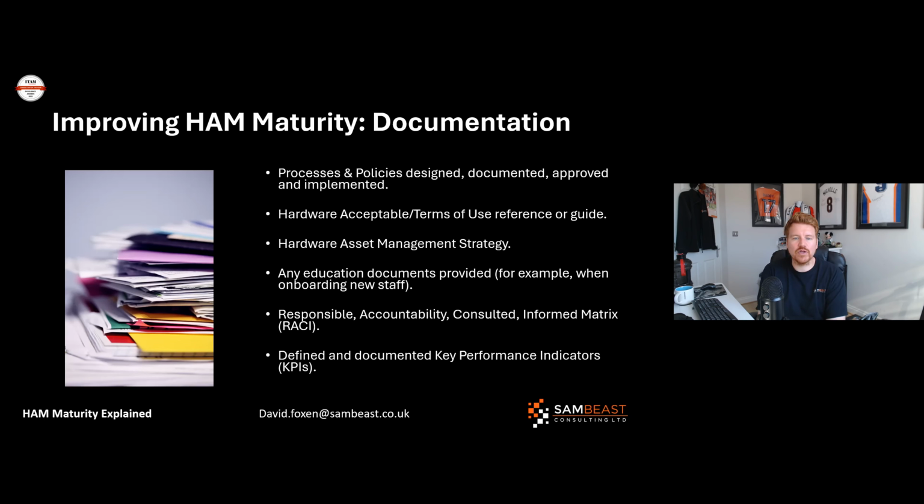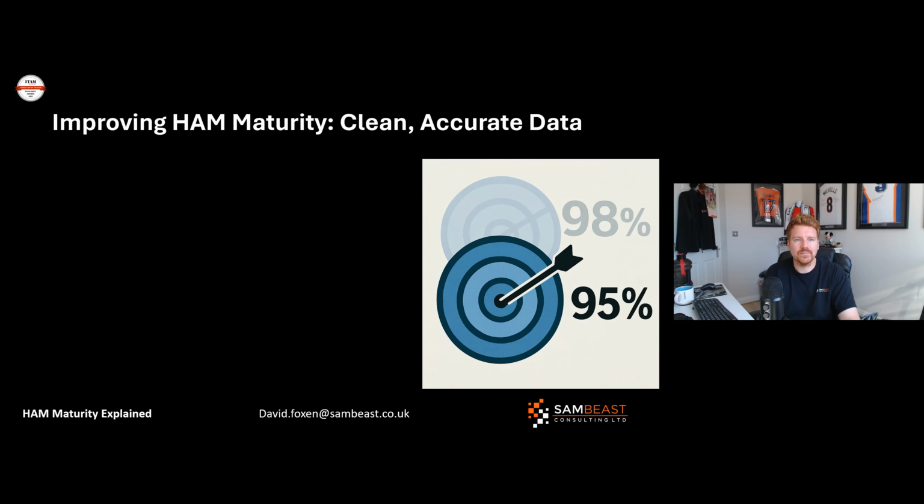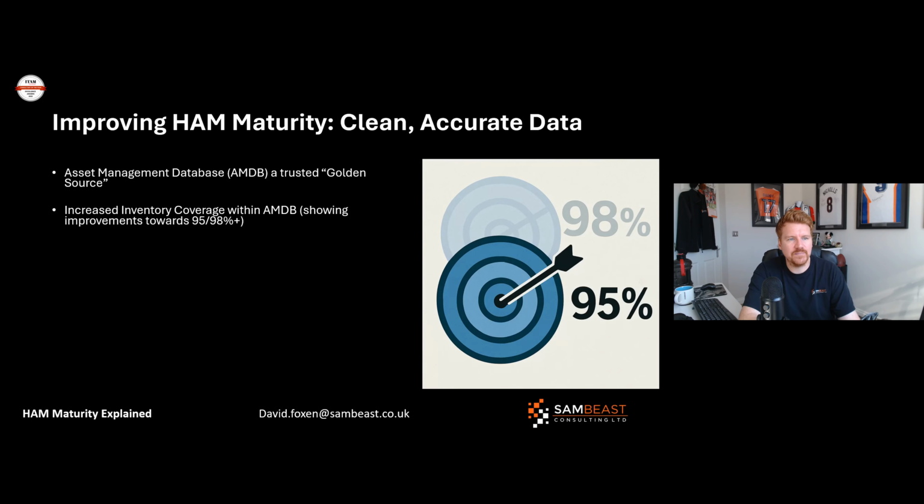And also having documented and defined key performance indicators, KPIs, also helps massively in maturing your HAM function, because it just shows that you're in control. You're working to defined standards, you're working to key performance indicators, and you've got those defined and you're tracking them and you're managing them, etc. The next up is clean and accurate data, making sure that your AMDB is a golden, central, trusted source for all of your hardware asset management information.